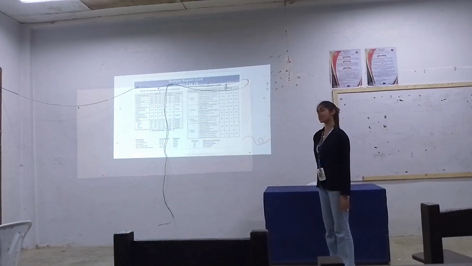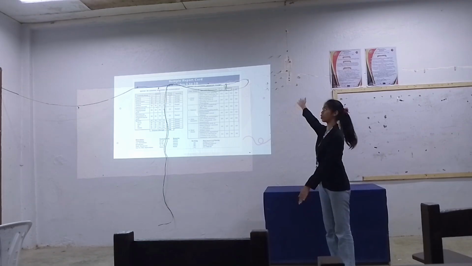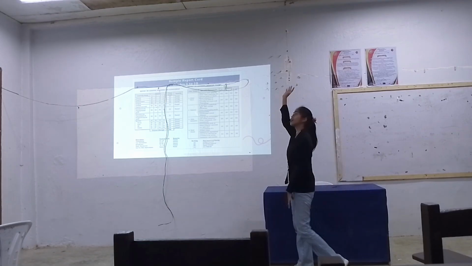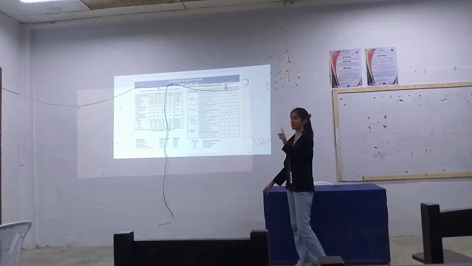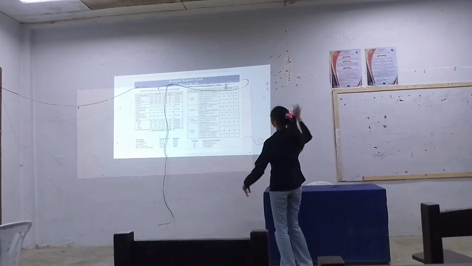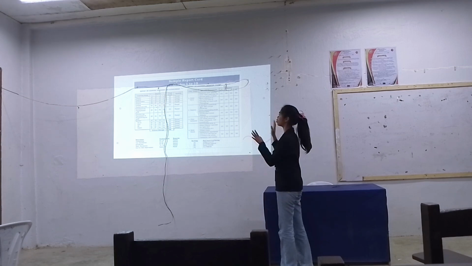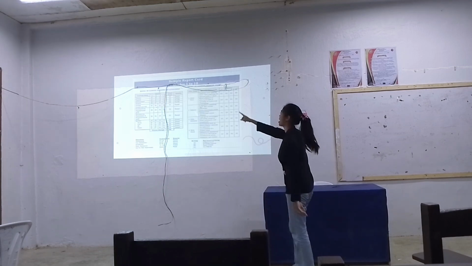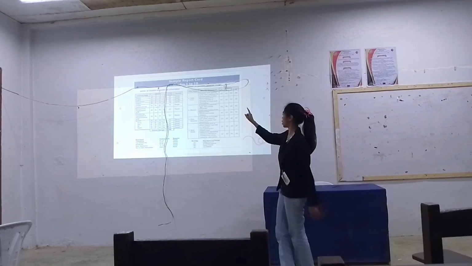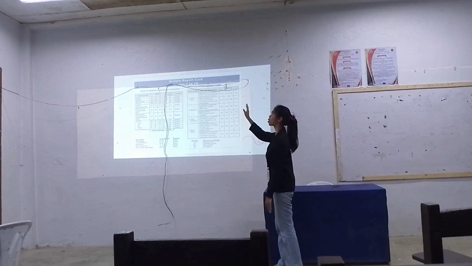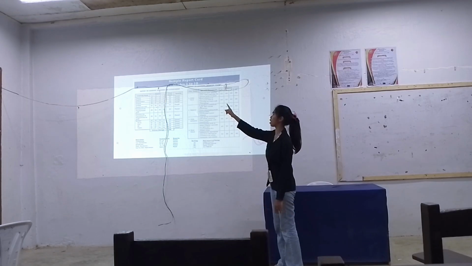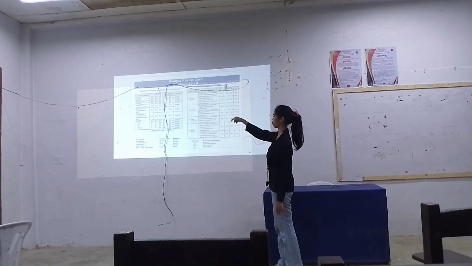And next, we have the sample report card. This is the report card for grades 1 to 10. On the left side is the guide, then the report on learning progress and achievements. The learning areas are the subjects. Then the quarters, final grade and remarks: first quarter, second quarter, third quarter, fourth quarter.